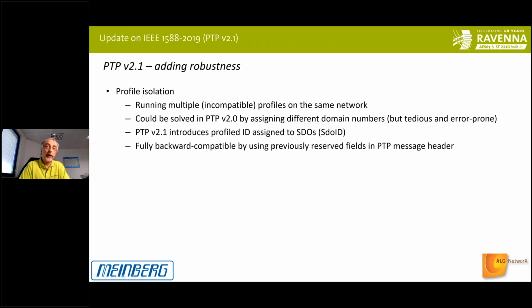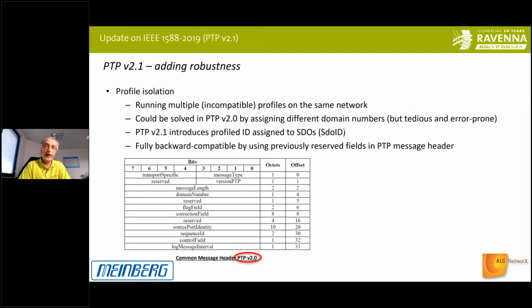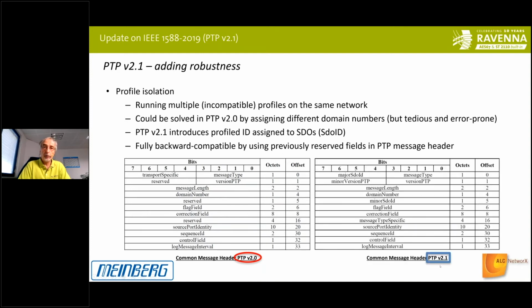And for that reason, PTP version 2.1 introduces a so-called profile ID, which can be assigned to standardization organizations. That's why it's called SDO ID. This has been introduced to preserve full backward compatibility with the existing PTP messages. So let's have a quick look at how this had been achieved. This is the common message header of PTP version 2.0. Here's the one of PTP version 2.1. So it's the same number of bytes in the header, same arrangement basically.